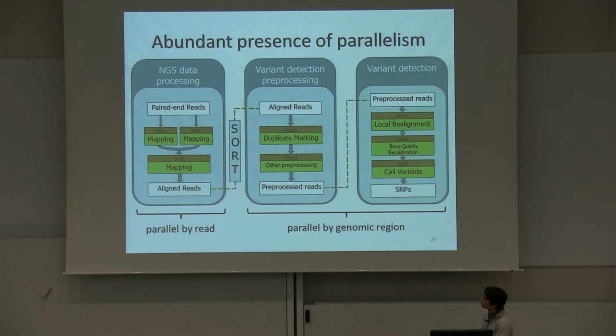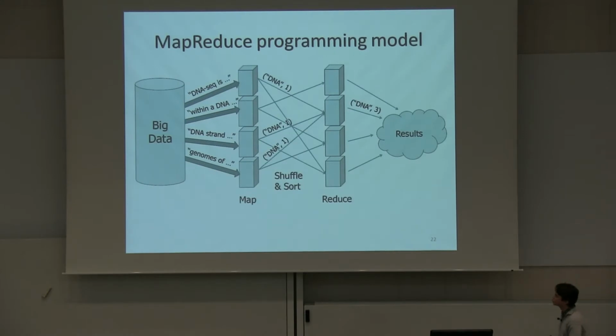So basically something that is parallel with a sorting step in between. It's kind of reminiscent of a certain programming model, which is the MapReduce programming model. And that's the model that we use. So MapReduce basically has, let's say, big data as input.